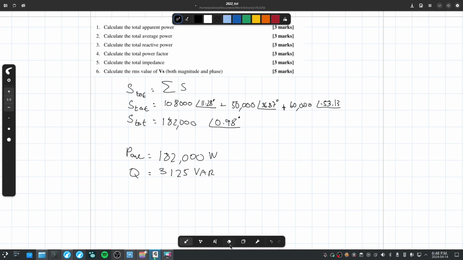And you would write down the final apparent power as a magnitude. So that's 182,000 VAR. You're in radians mode this entire time. Yeah, that would do it.